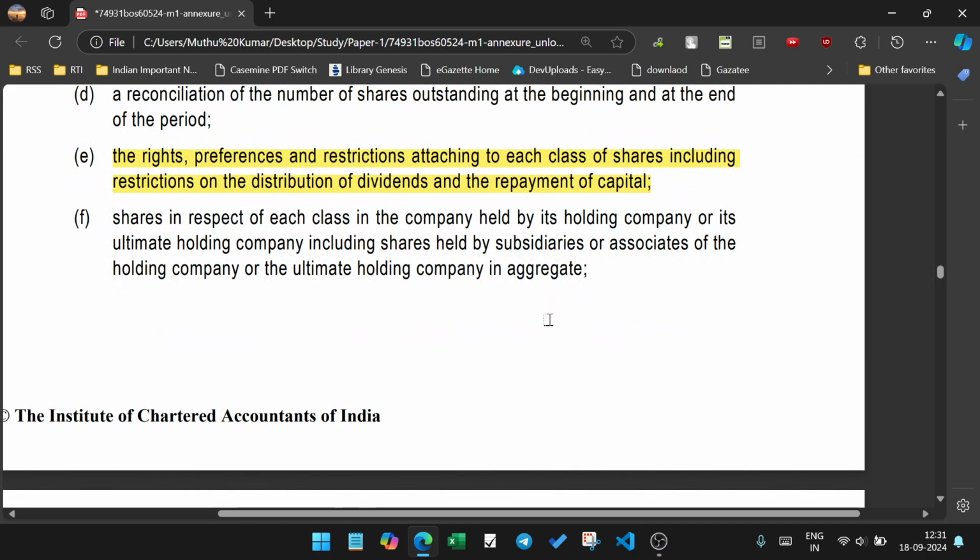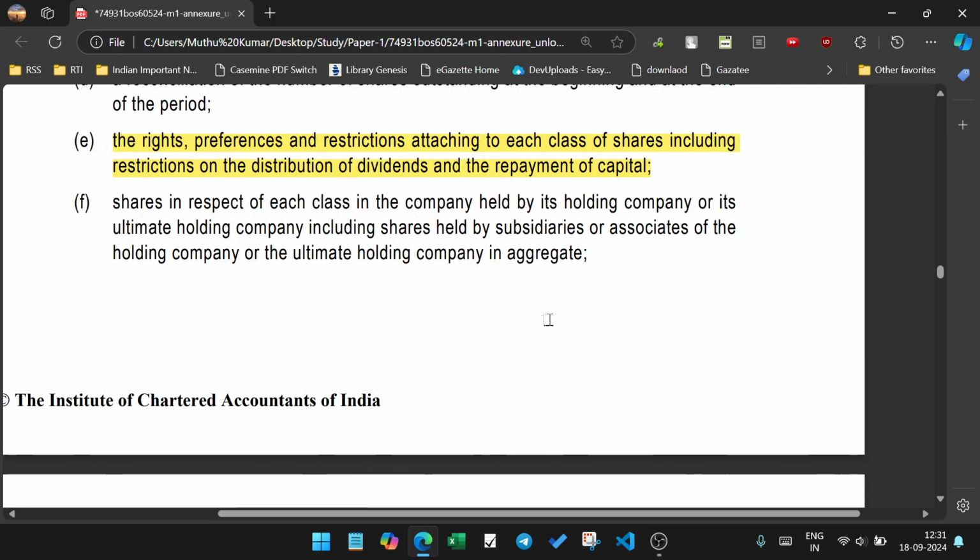Shares in respect of each class held by the holding company or the ultimate holding company, including shares held by subsidiaries or associates of the holding company or the ultimate holding company in aggregate.